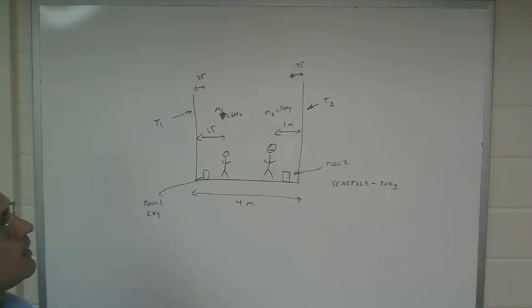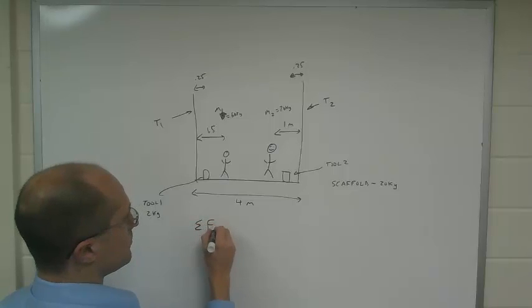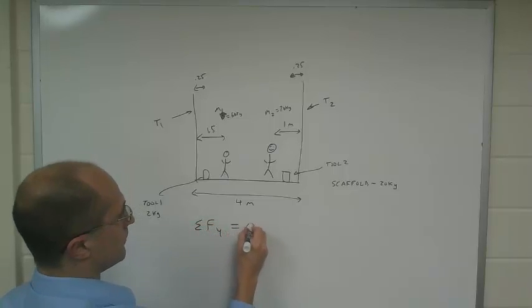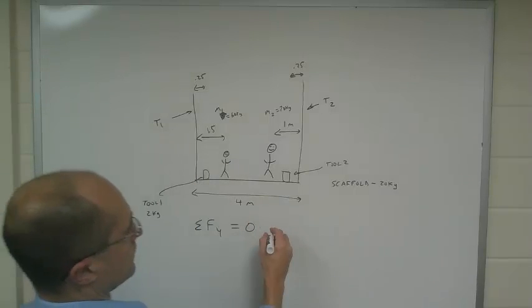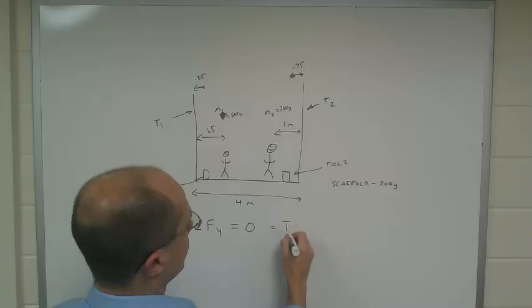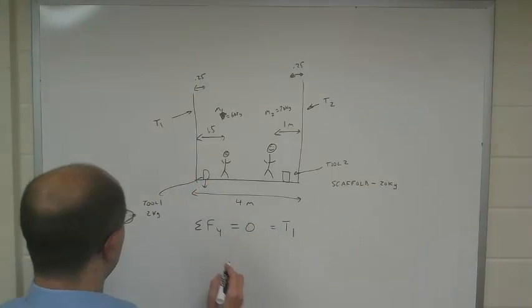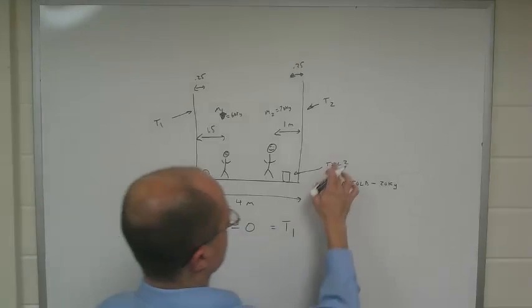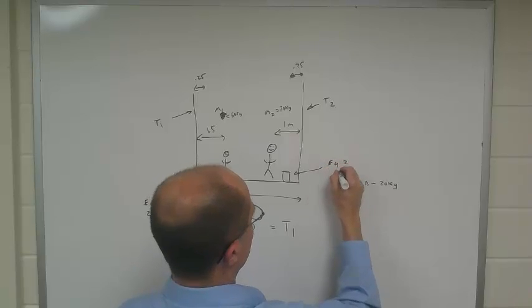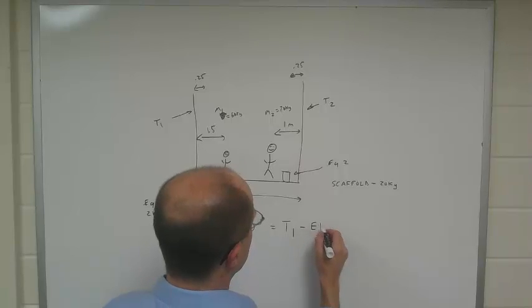So to solve this problem, we're going to need to look at equilibrium. The first part is we sum the forces in the y, and that has to be 0. So we look at all of the forces. The first force is tension 1, and that's up. The next one is tool 1. We'll call this equipment 1, and this is equipment 2. And this is minus E1.